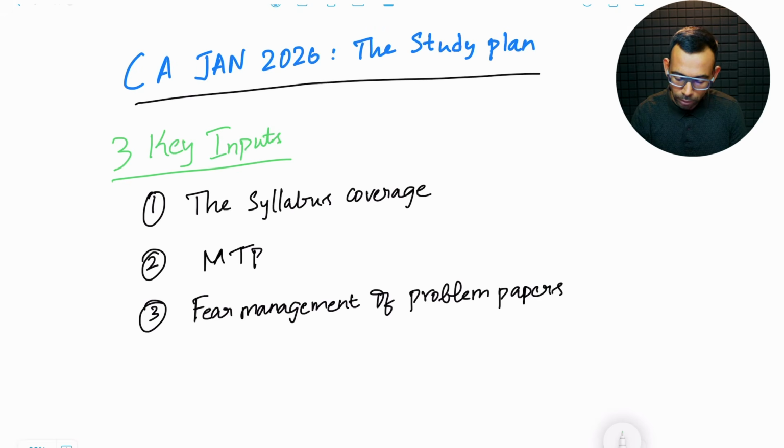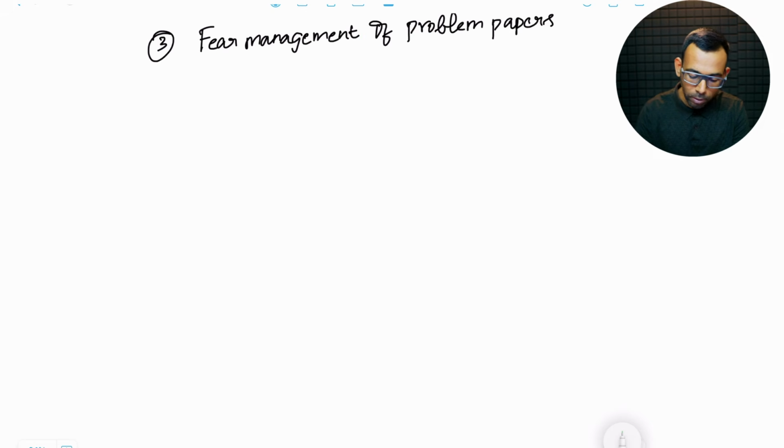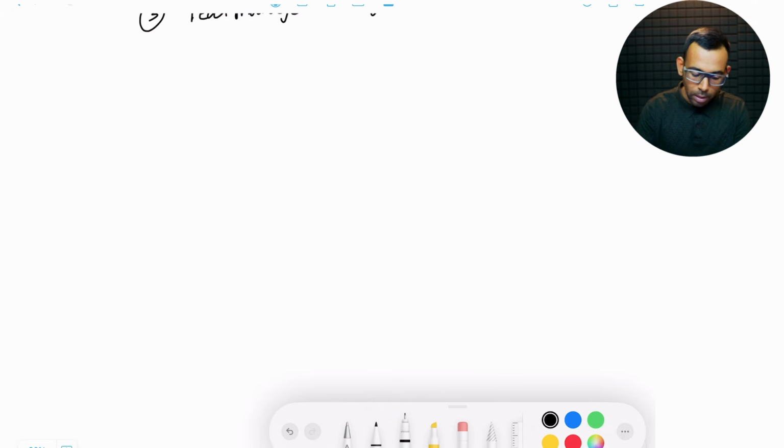So this is what we are going to discuss in today's video. We are going to talk about three key inputs. One is the syllabus coverage, and in the second segment of this video, I will be talking about some guidelines on how to approach MTP. And the third segment of this video will be some inputs on how to handle fear when you're practicing problem papers. So let me get to the first segment of this video, which is the syllabus coverage.